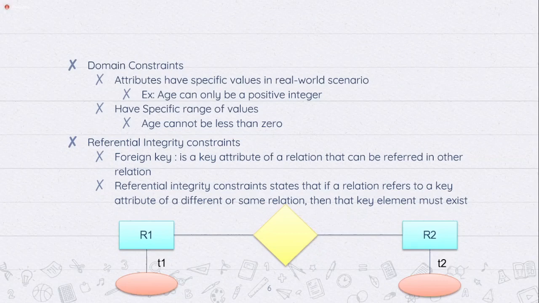Likewise, referential integrity constraints state that if a relation refers to a key attribute of a different or the same relation, then that key element must exist. Don't worry a lot about that. I will explain this very clearly when we draw the schema. Just keep in your mind there is another constraint called referential integrity constraints. Remember this, you will understand it well when we draw the schema.